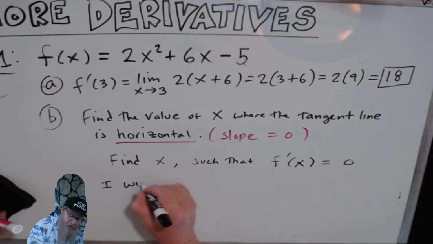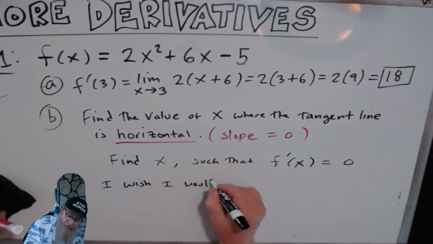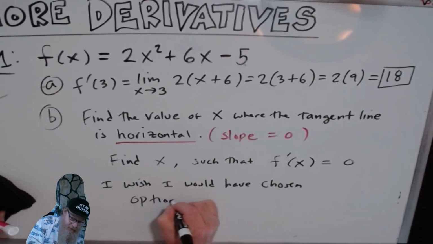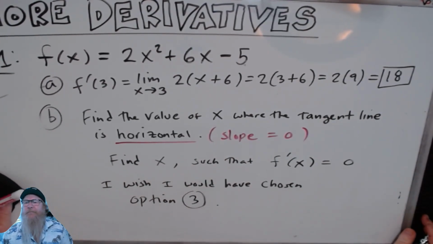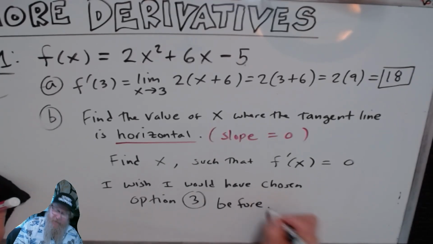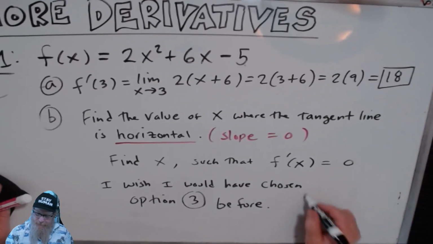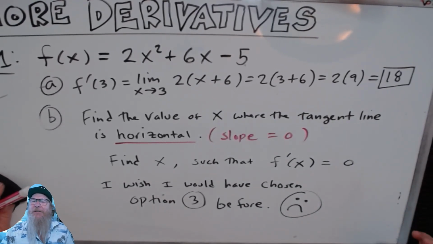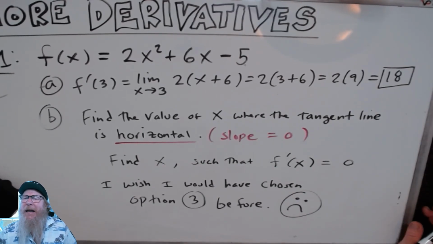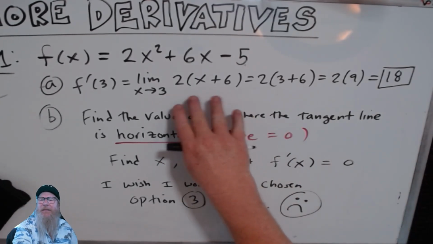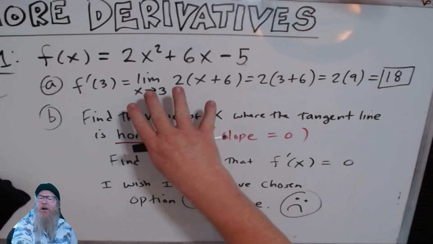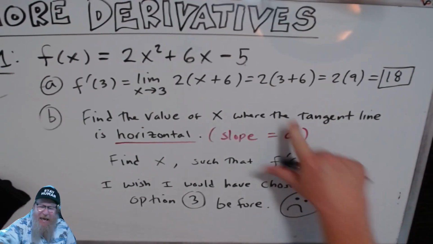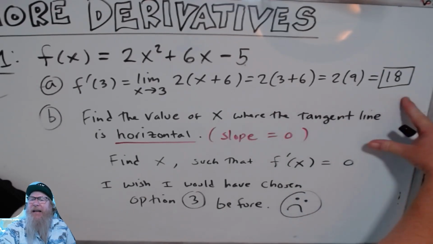So I wish I would have chosen option 3 before. Sorry, you didn't choose that, so now you have to do it all over again. But you see the advantage? Had I chosen option 3, then I would have been able to take this result and simply solve for x. Now, I can't do that here because, look, my final answer doesn't have an x in it.